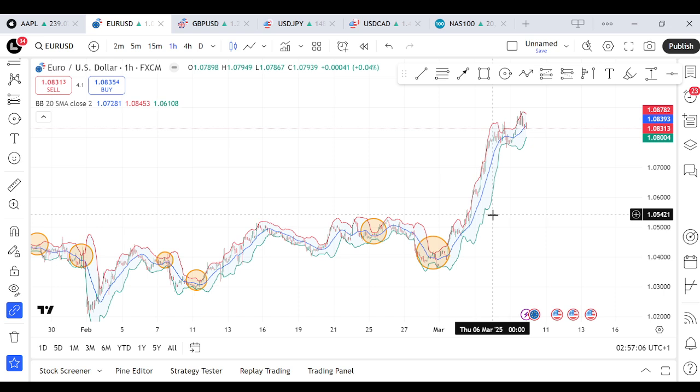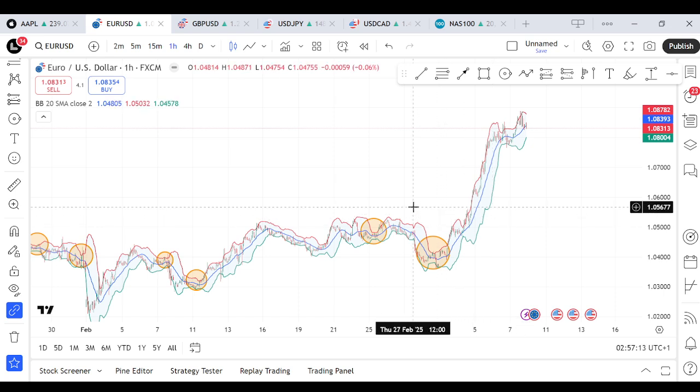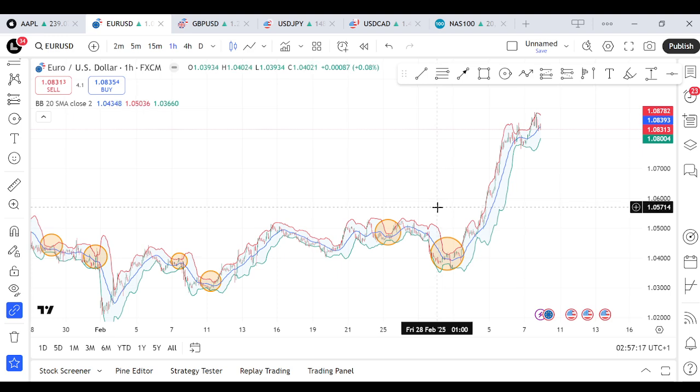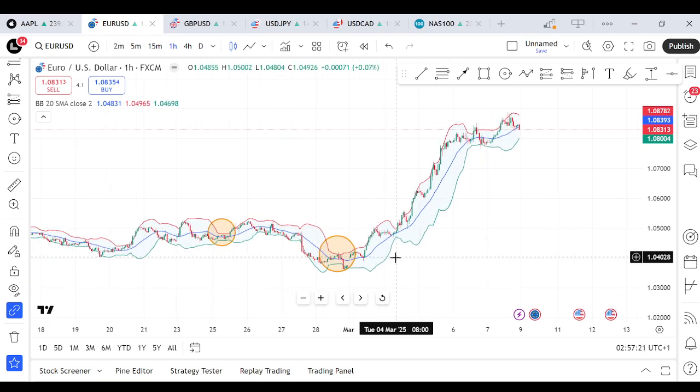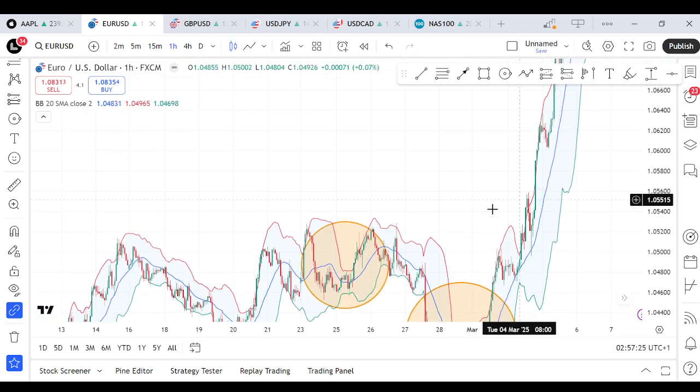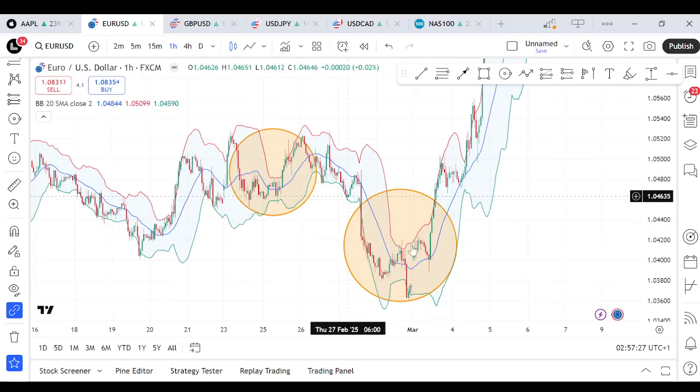When the bands squeeze tightly together, it indicates low volatility and often precedes a breakout. So you wait for confirmation from price action before entering a trade. This is in a trending market. So you can see here we have the squeeze. So you can look out for price action breaking out above this area.